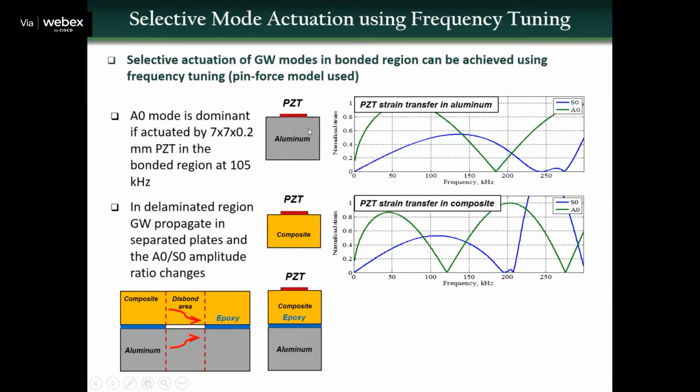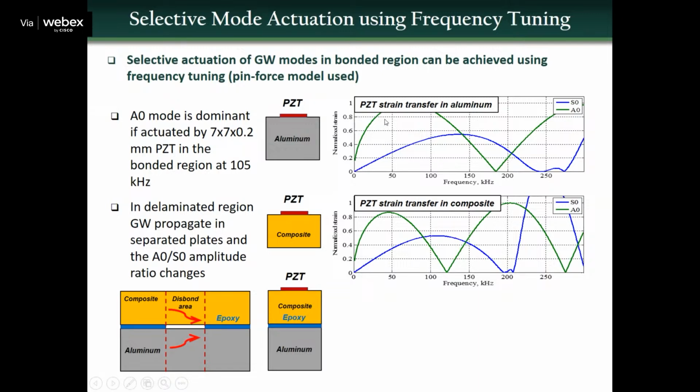So you will also select mode actuation using frequency tuning. You select different frequencies, so you can understand the wave mode and also the propagation of guided waves when you deal with this complex boundary geometry. And when you have this boundary area, with or without that, what will happen? So you can study the PZT on aluminum, PZT on composite, PZT on this joint geometry, and what happens if you have this boundary area there, or a delamination area.